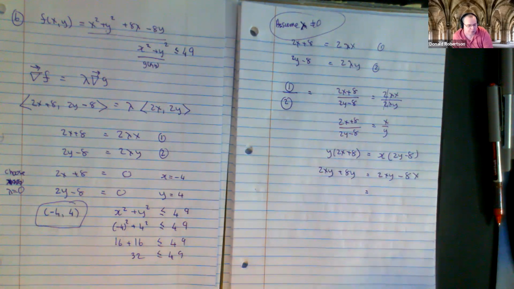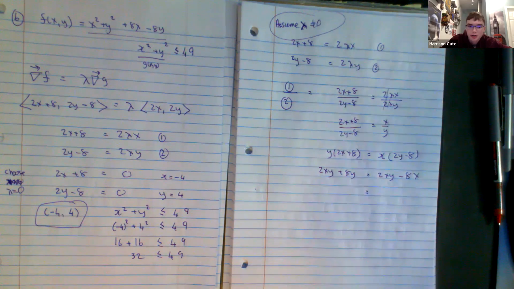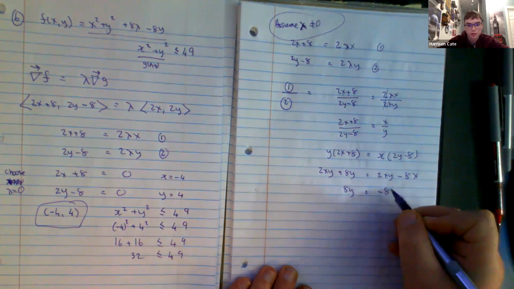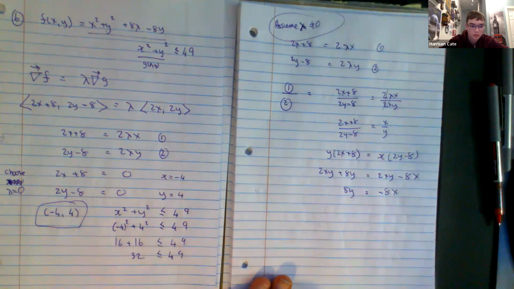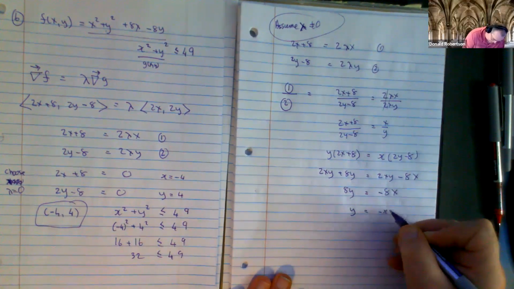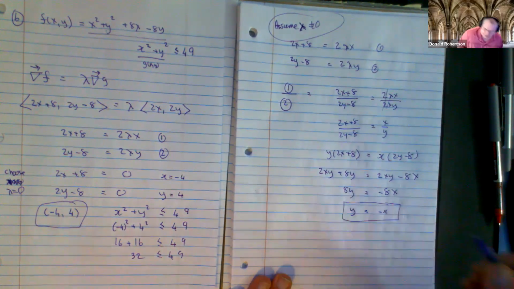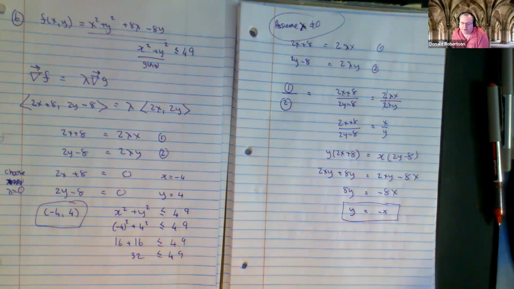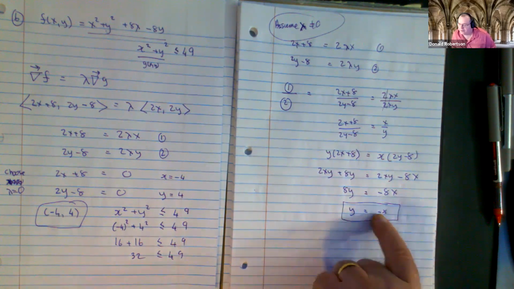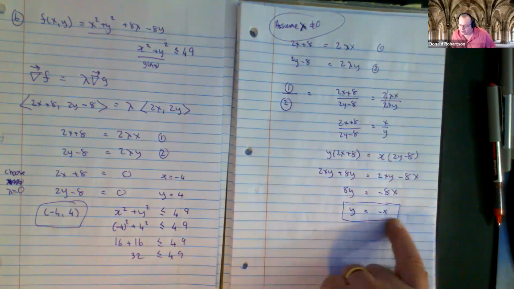What could I do to both sides next that's going to make our life easier? We could subtract 2xy from both sides. And couldn't we now divide both sides by 8? Do you see that what we found is that if you're going to get a solution, the y has to equal negative x? You see, we've got a relationship between the two.